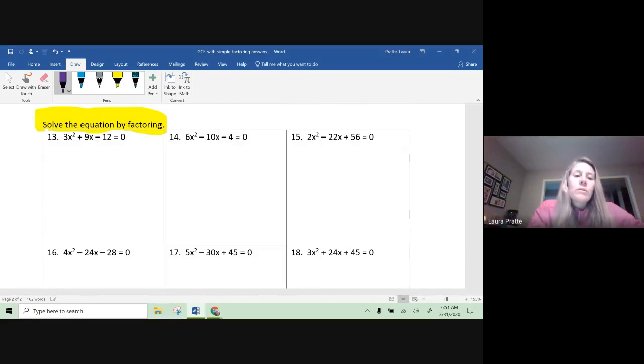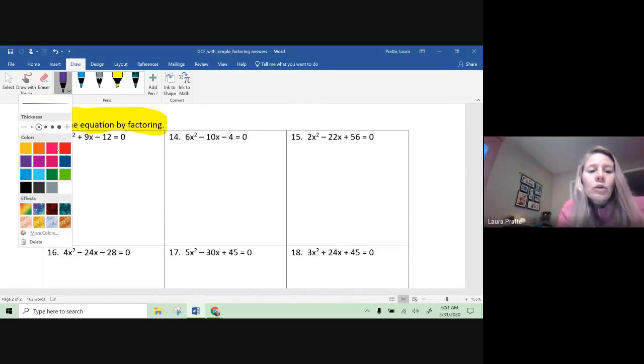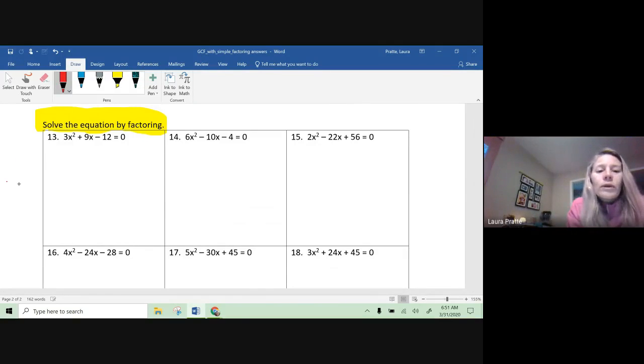So first thing we want to do here, just like we did on the last page, is that you want to get rid of that number in front of your x squared. So just like we did on the last page, if you can divide out that number, because everything is divisible by 3 in this case, you definitely want to do that. So first thing we take out is that 3.